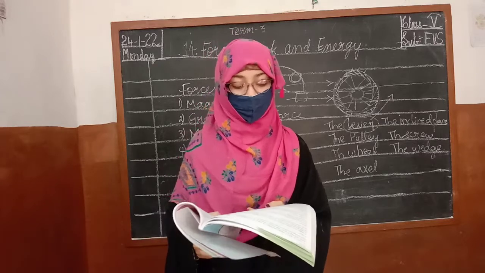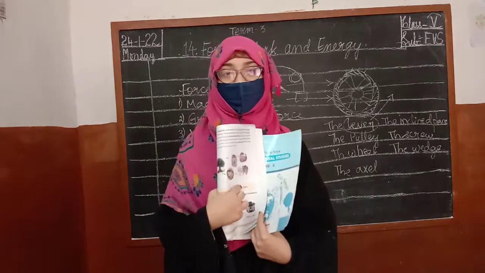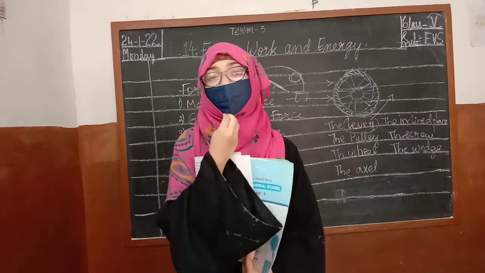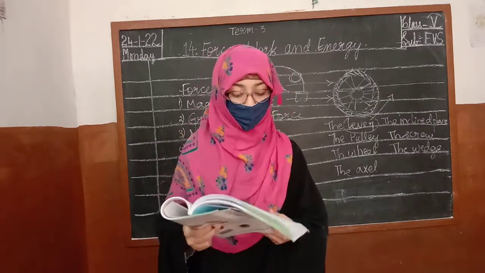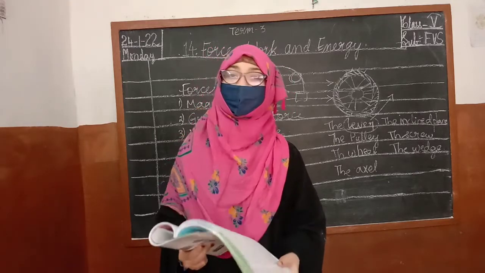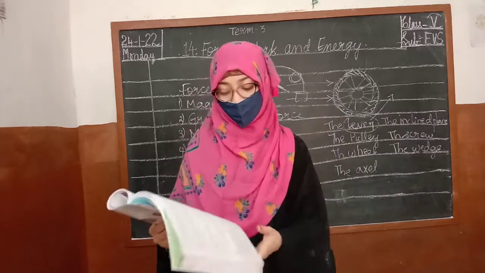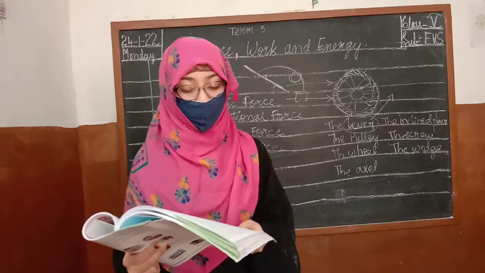Living things get energy from food. From where do we get energy? We get energy if we eat food. Okay, so food gives us energy. Plants get energy from sunlight. Do plants get energy from the moon? No, they get energy from sunlight. So energy is the basis for everything.